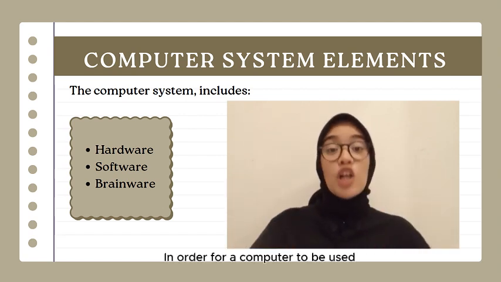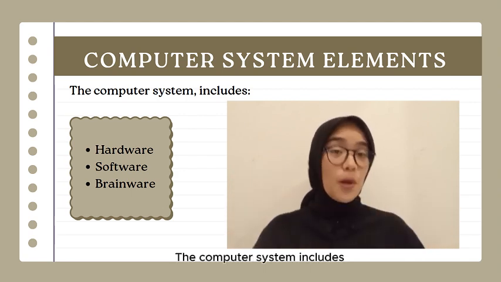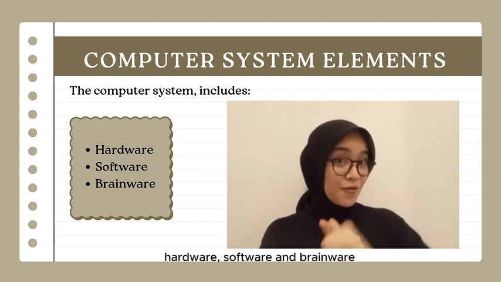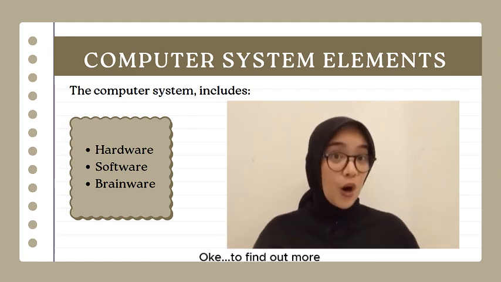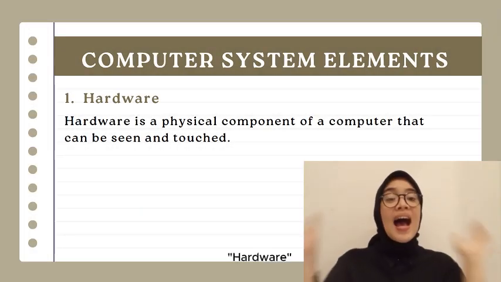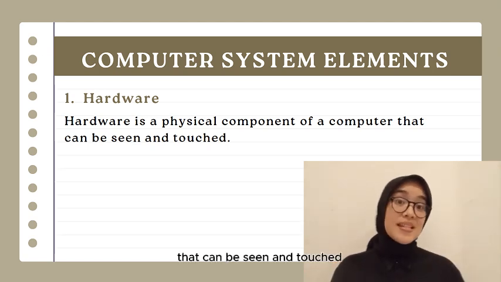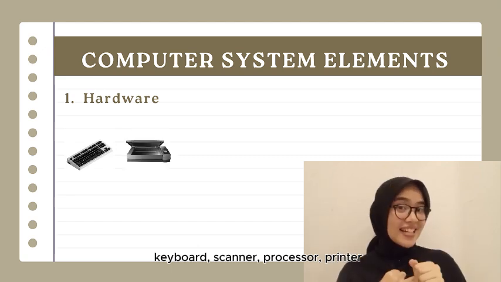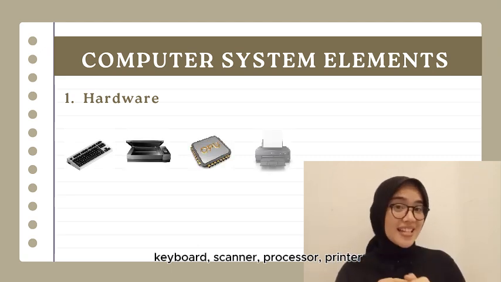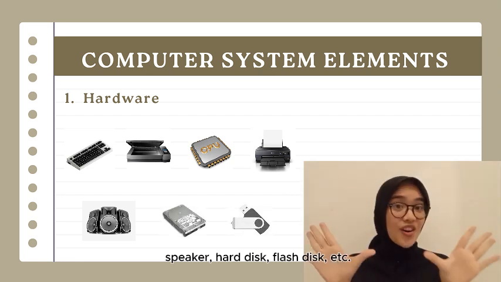Next, computer system elements. In order for a computer to be used, it must have a computer system. The computer system includes hardware, software, and brainware. Let's learn together. First, hardware. Hardware is a physical component of a computer that can be seen and touched, such as keyboard, scanner, processor, printer, speaker, hard disk, flash disk, etc.